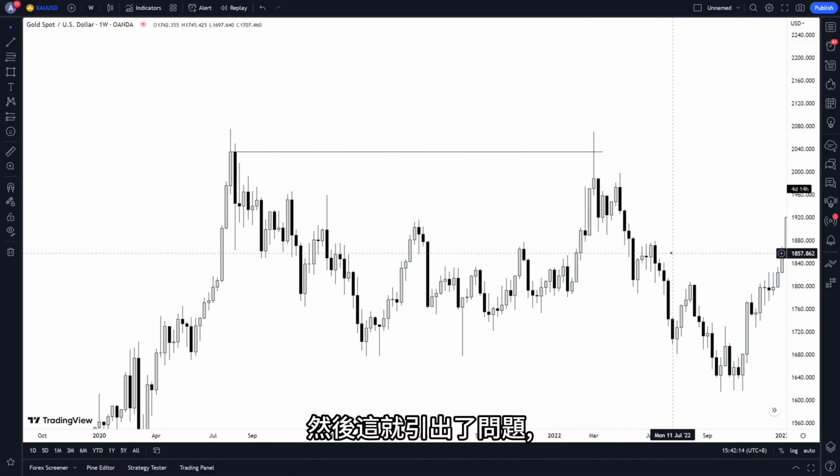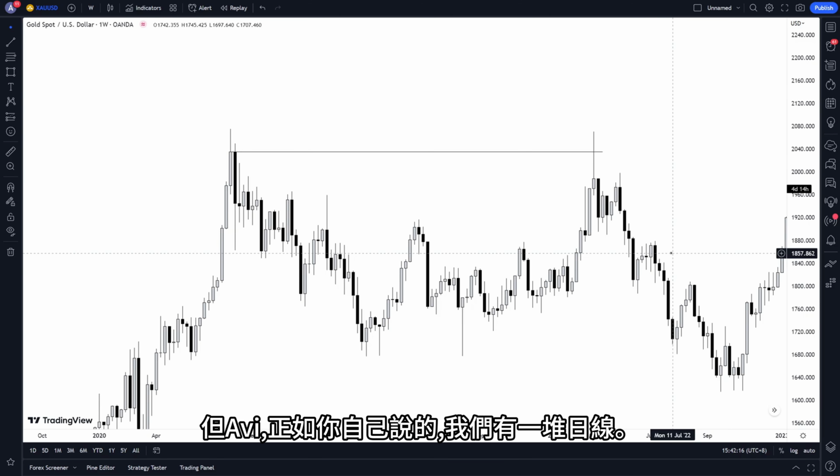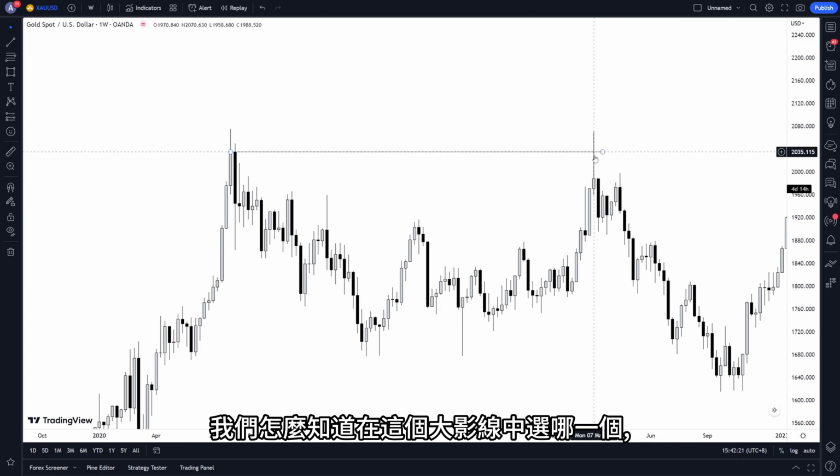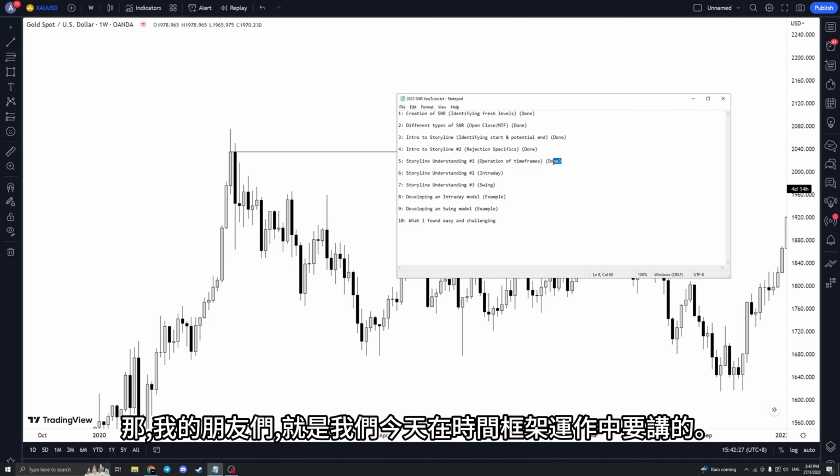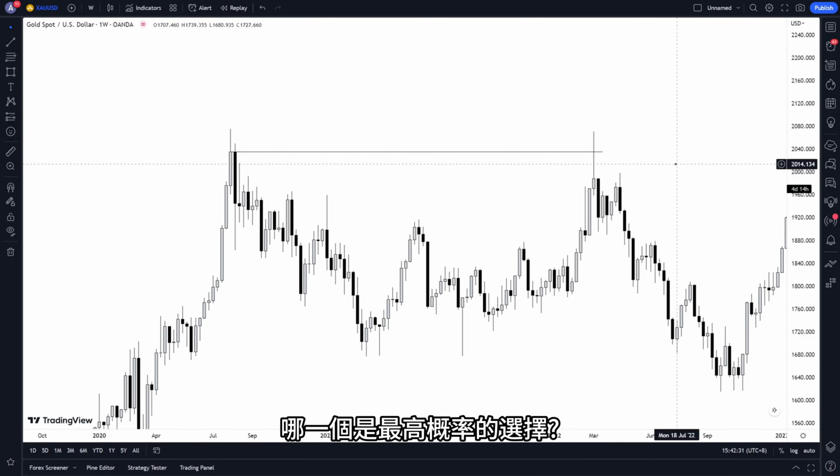And then that begs the question: but Avi, as you said in your own words, we have a bunch of dailies. How do we know which one in this big wick, or which one inside this weekly resistance, to choose? And that, my friends, is what we cover in the operation of timeframes today. Which one is the highest probability to choose? What signs are we looking for?